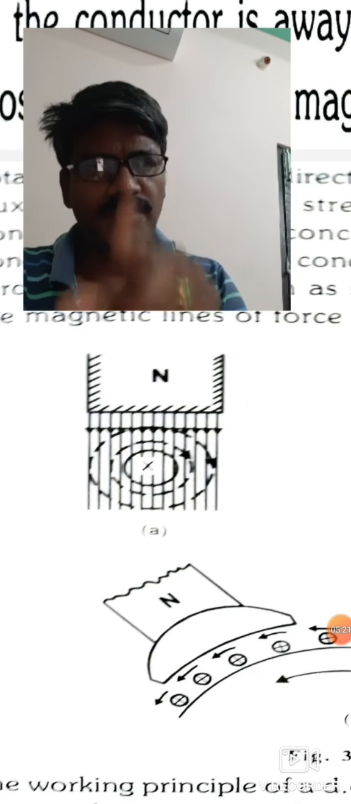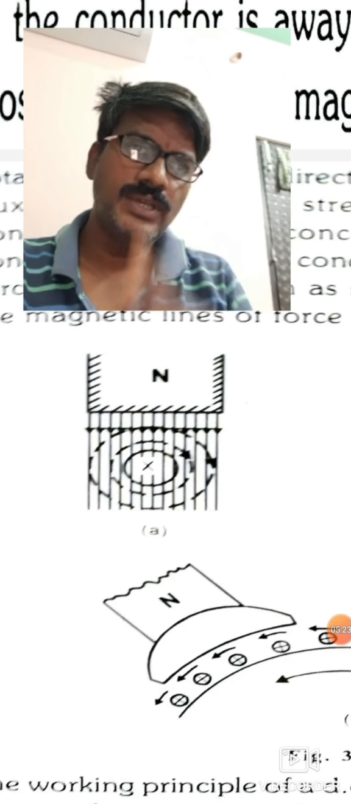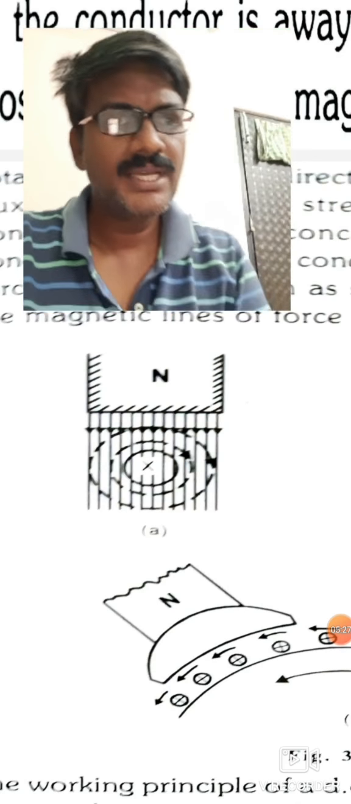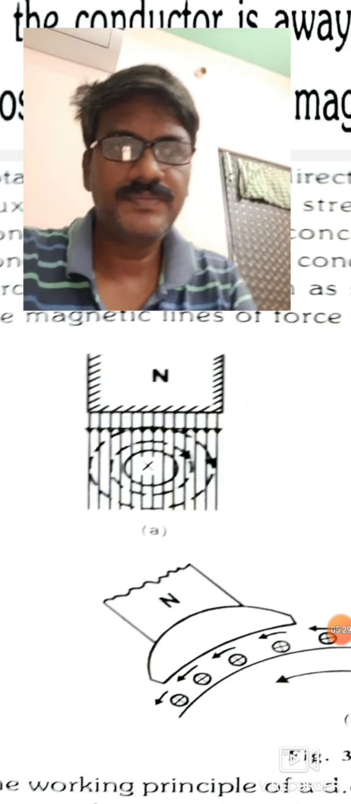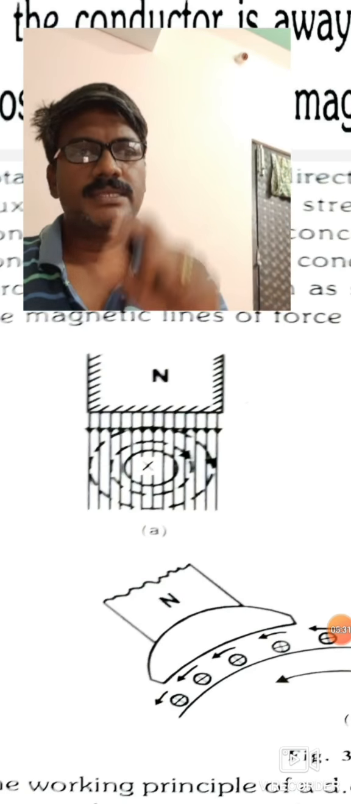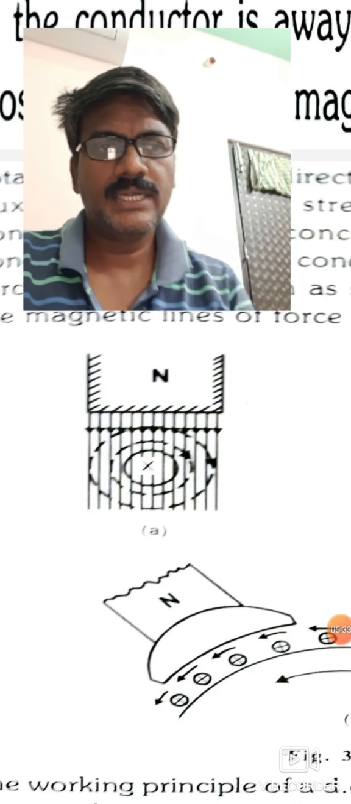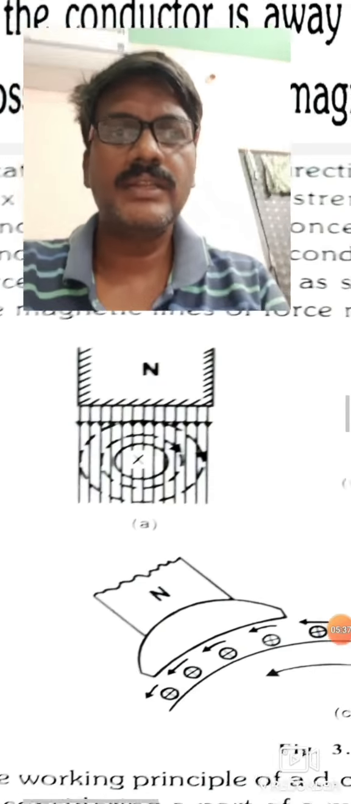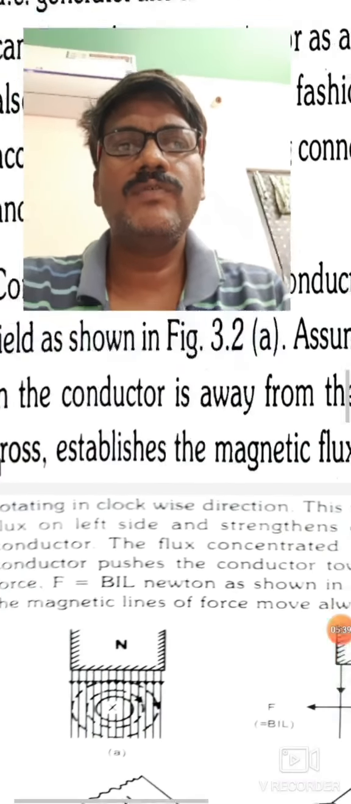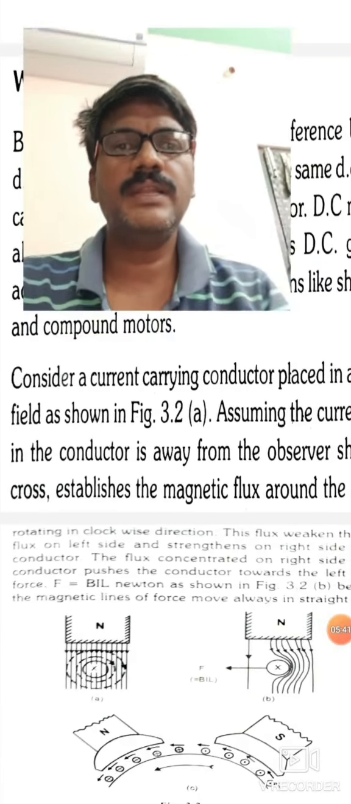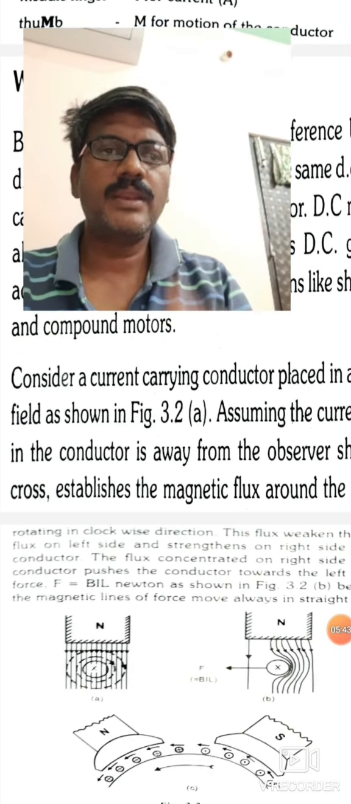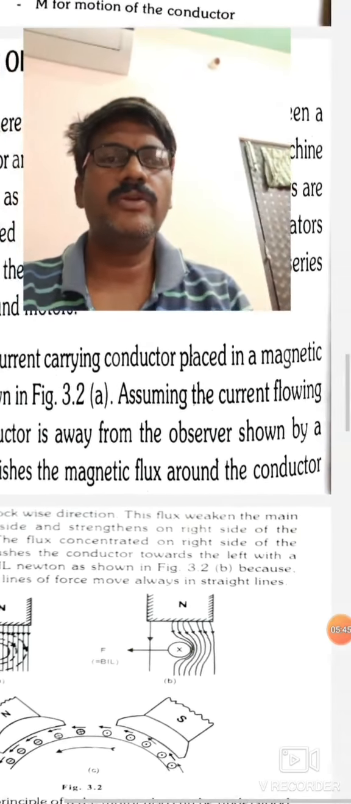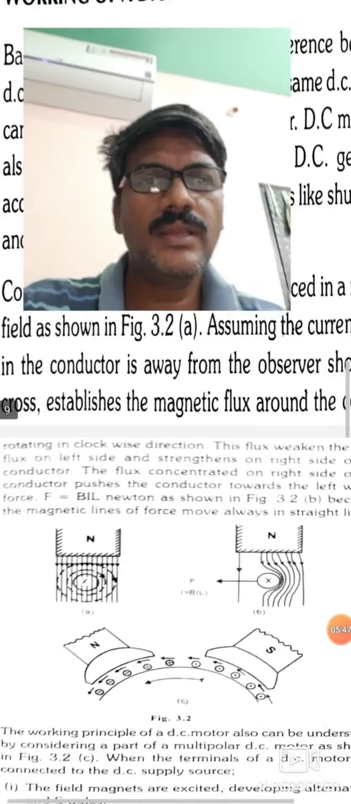And one more thing: from north to south, there is also a magnetic field. The straight line represents the main magnetic field direction. And when current passes through the armature conductors, it produces a magnetic field or magnetic flux around the conductor, right?